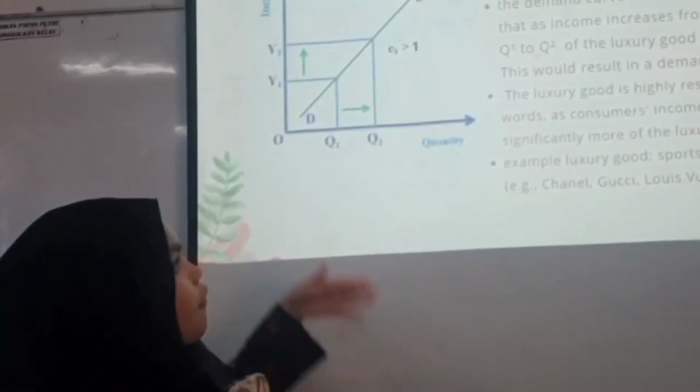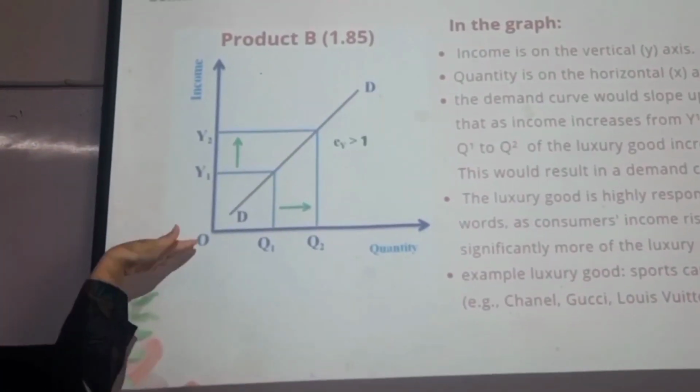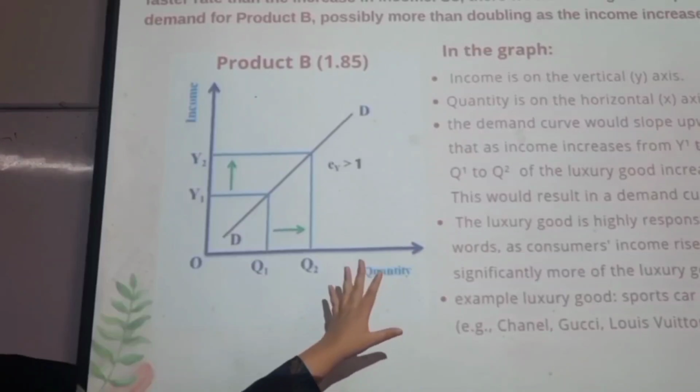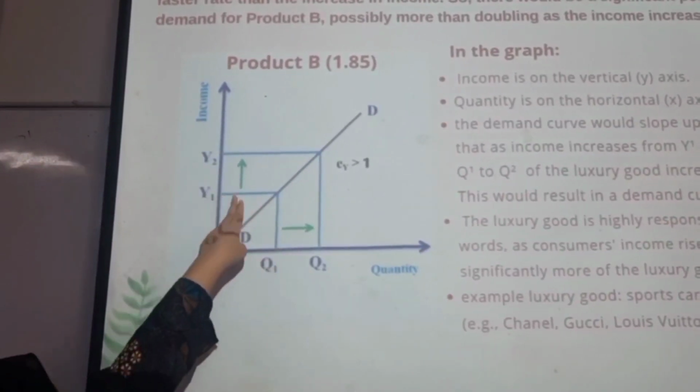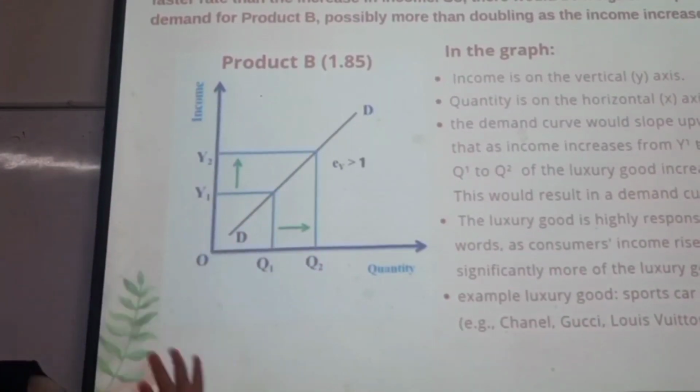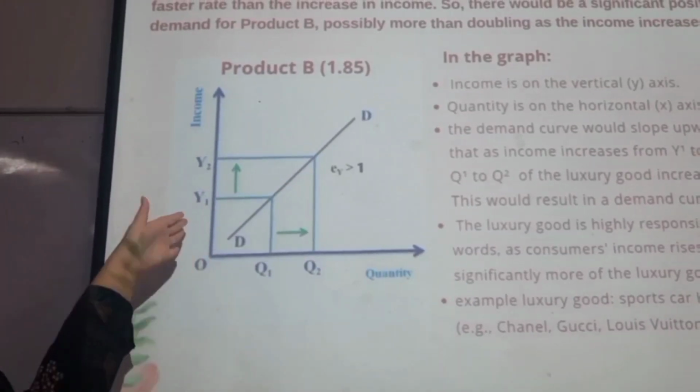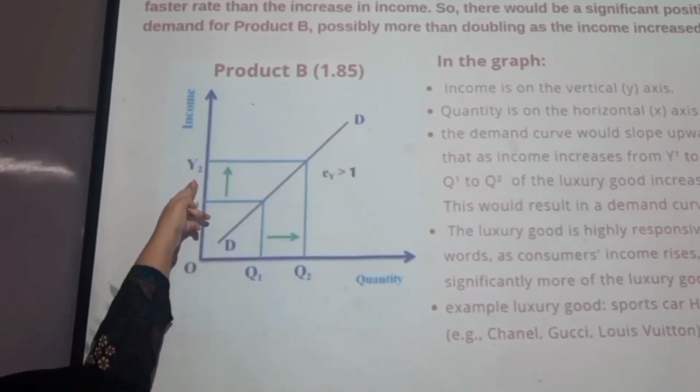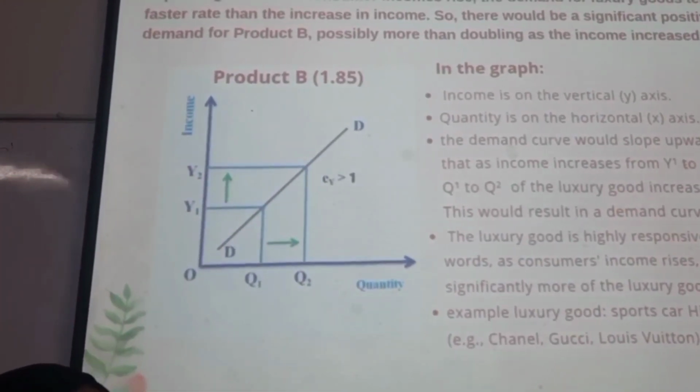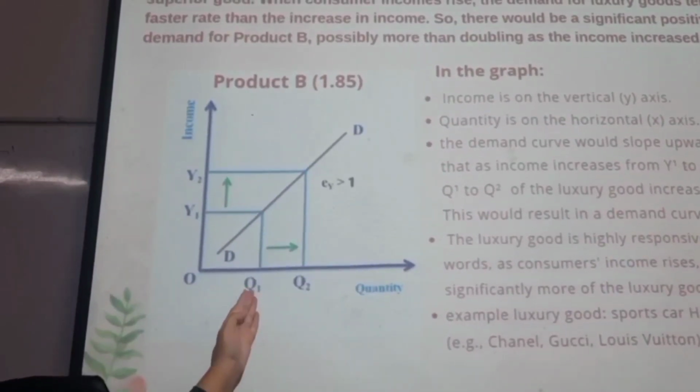As usual, the vertical y-axis is income and the horizontal x-axis is quantity. Look at these two arrows. Both sides increased, right? Income increases from Y1 to Y2, and the quantity demanded also increases from Q1 to Q2.